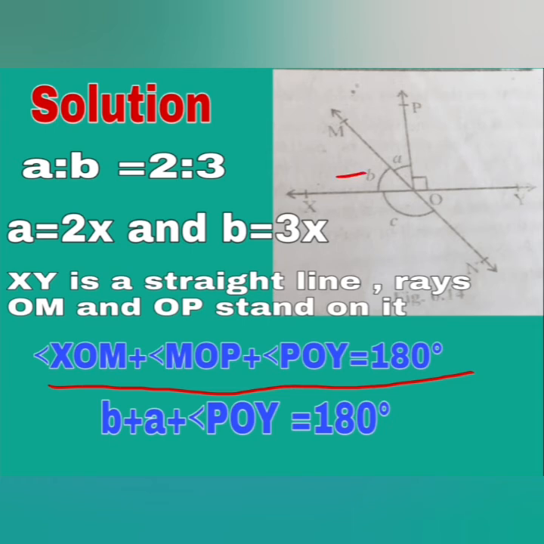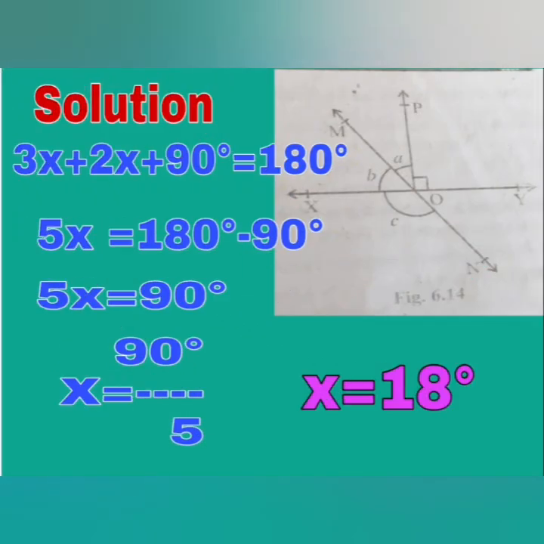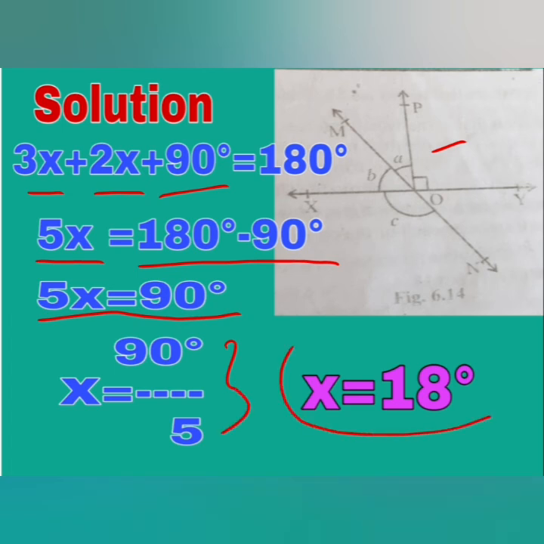Angle XOM, this angle, that is B. Angle MOP, this one, that is A. Angle POY, 90 degrees. Directly we can substitute. Is equal to 180 degrees. Now angle B means it is 3x, A is 2x, POY is 90 degrees, is equal to 180 degrees. 3x plus 2x, 5x is equal to 180 minus 90 degrees. Now 5x is equal to 90 degrees. x is equal to 90 degrees divided by 5. So the value of x is equal to 18 degrees.